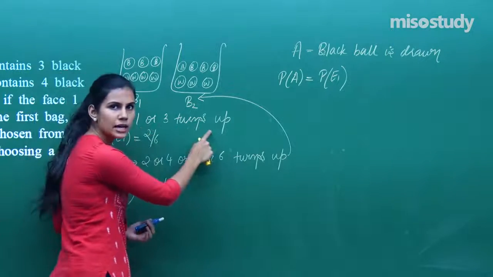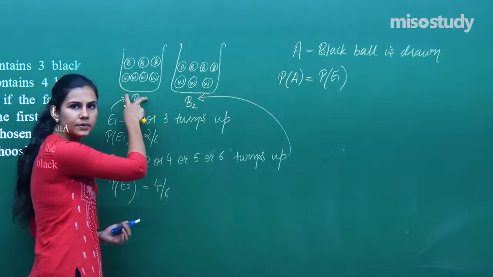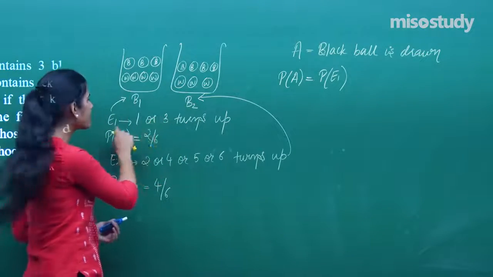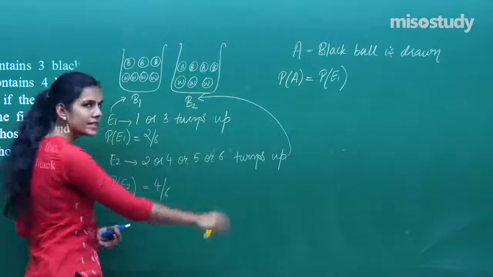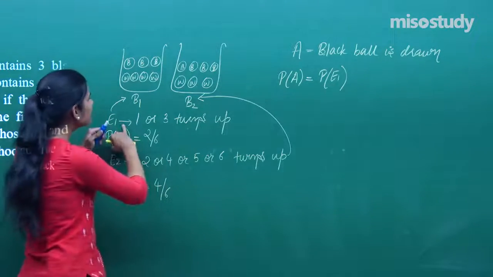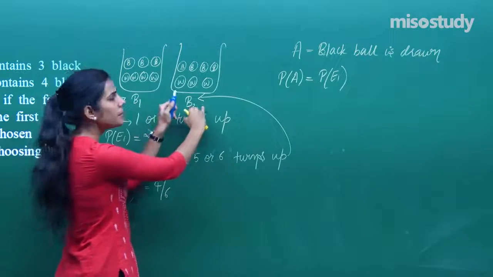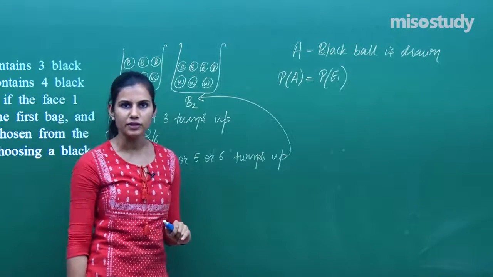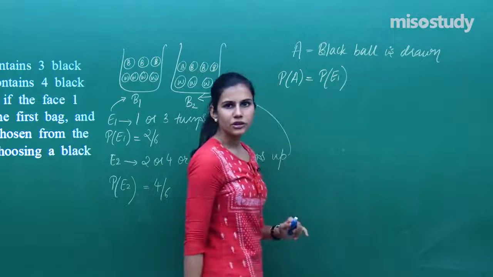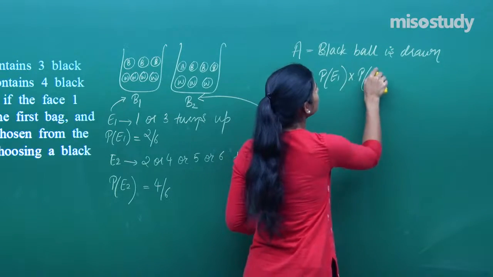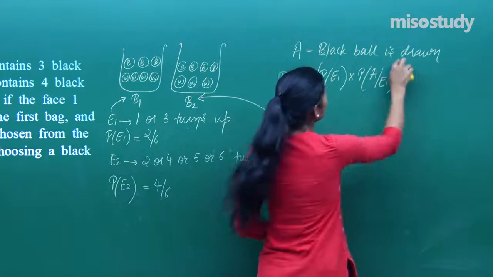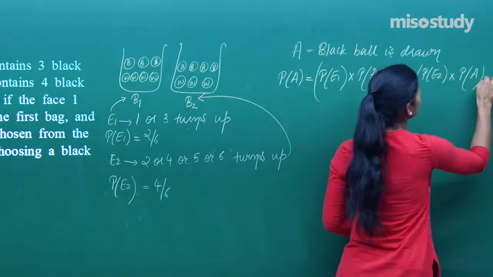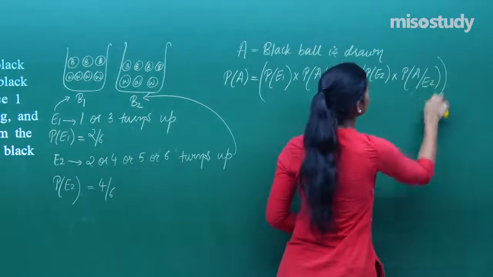E1 says 1 or 3 turns up, but when 1 or 3 turns up, bag 1 is chosen. Bag 1 is one source of occurrence of event A, bag 2 is another source. But bag 1 occurs as a source when E1 occurs, and bag 2 occurs as a source when E2 occurs. That means when E1 occurs, then B1 occurs. When E2 occurs, then B2 occurs. Fine. So E1 and E2 happen to be indirectly the two sources of occurrence of event A. So how do you apply the total probability theorem? Probability of first source multiplied by probability of occurrence of event A from the first source, plus probability of second source multiplied by probability of occurrence of event A from the second source.